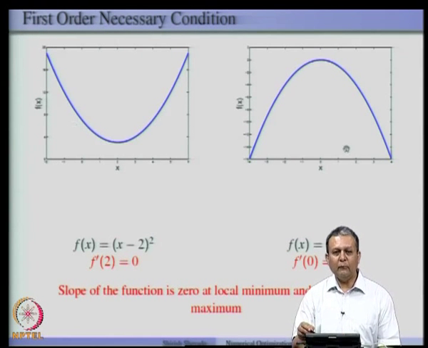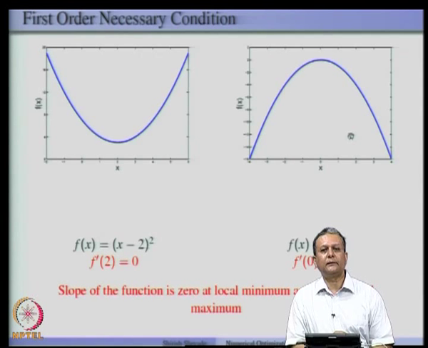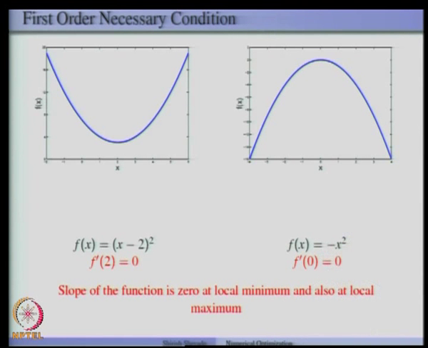Now, on the right panel you will see one function which is f of x equal to minus x square, and at x equal to 0 you will see that the slope of the function is 0, but in this case x equal to 0 turns out to be a global maximum, and in this case it turns out to be a global minimum, assuming that the function extends to plus infinity here and the function goes to minus infinity in this case.